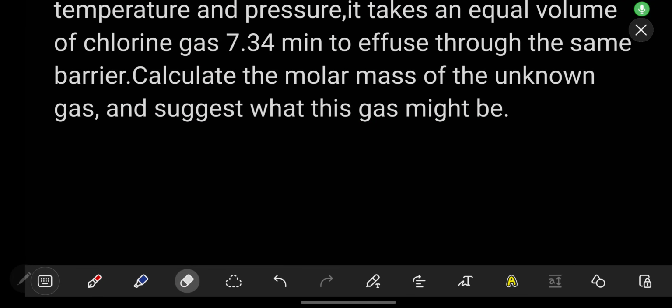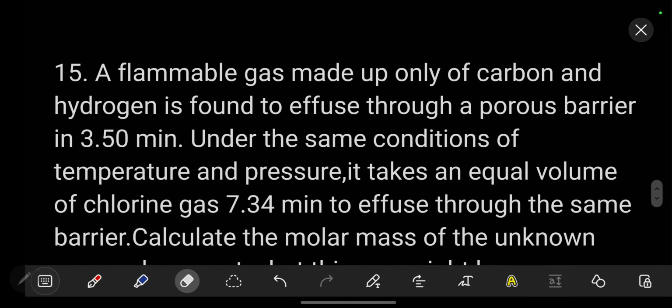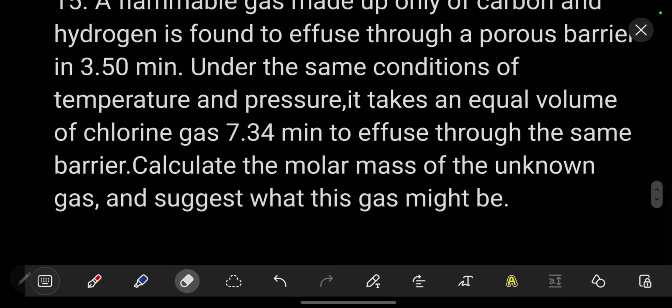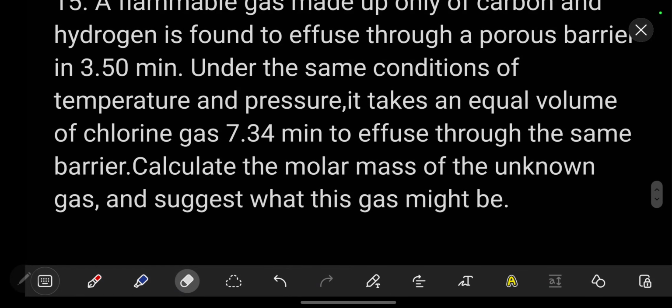So question 15 says that a flammable gas made up of only carbon and hydrogen is found to effuse through a porous barrier in 3.5 minutes under the same conditions of temperature and pressure. It takes an equal volume of chlorine gas 7.34 minutes to effuse through the same barrier. Calculate the molar mass of the unknown gas and suggest what this gas might be.